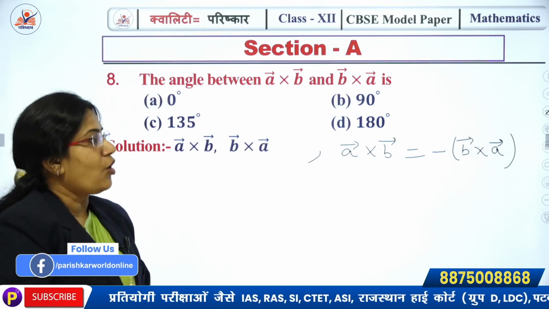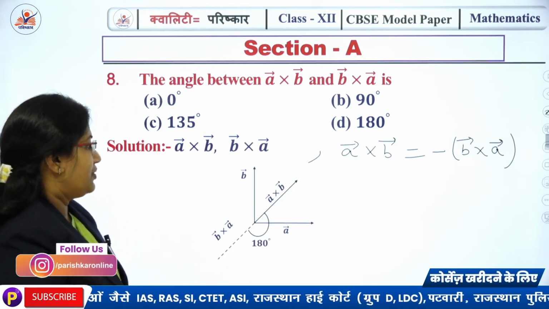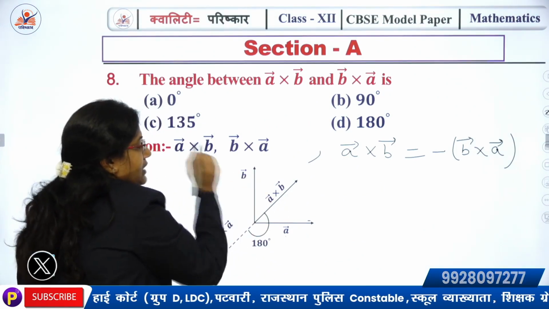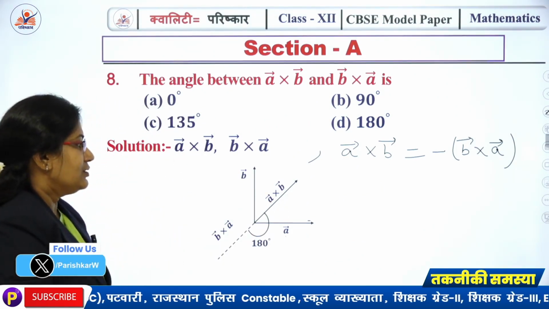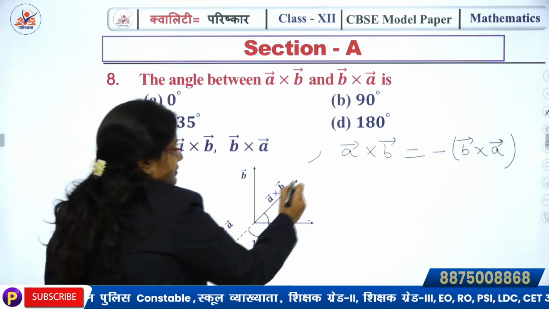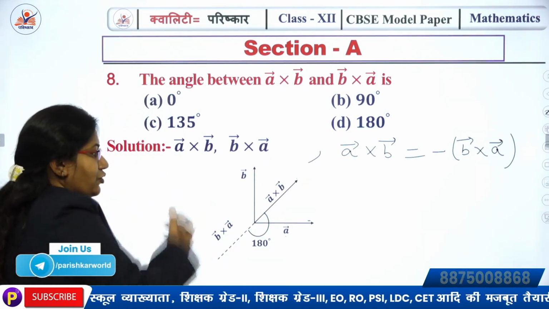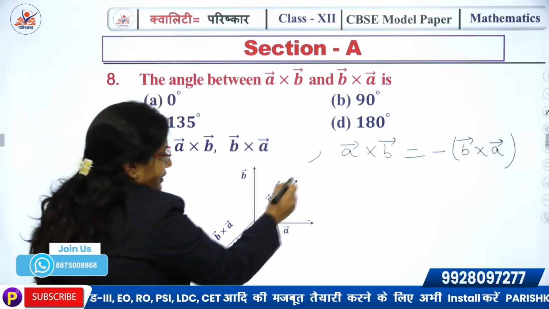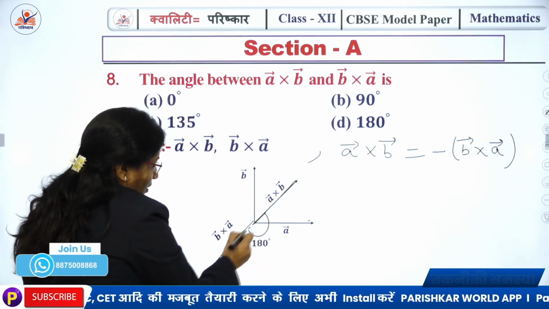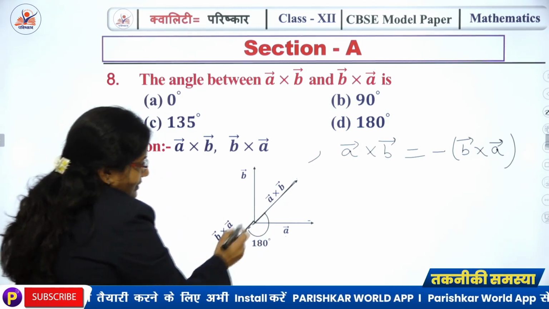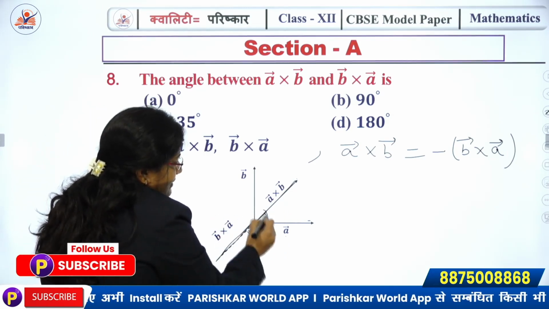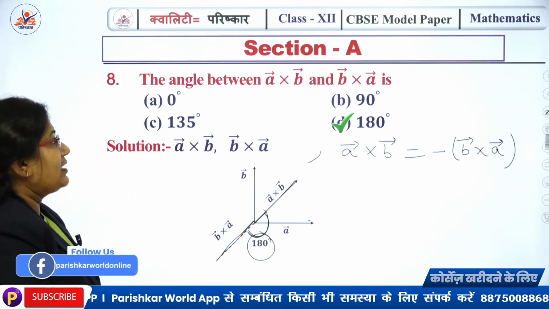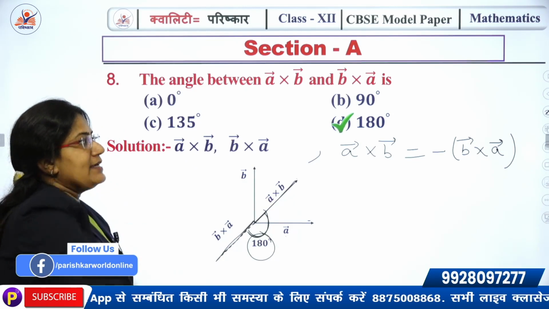These two vectors are opposite. As you can see, if this line denotes vector A, this line denotes vector B, then A cross B denotes this, and minus of A cross B denotes this line. And the angle between A cross B and B cross A, which is this line, is 180. That means the right option is option D. The angle between A cross B and B cross A is 180.